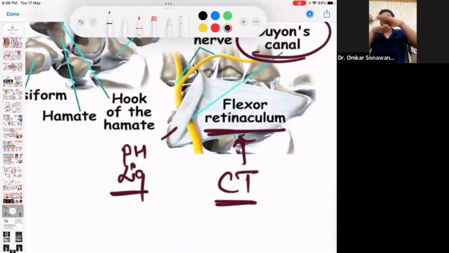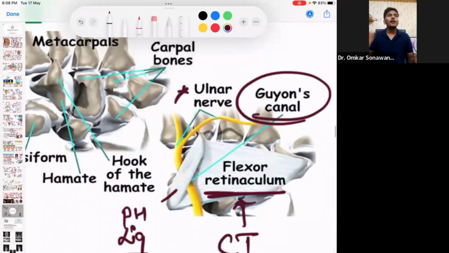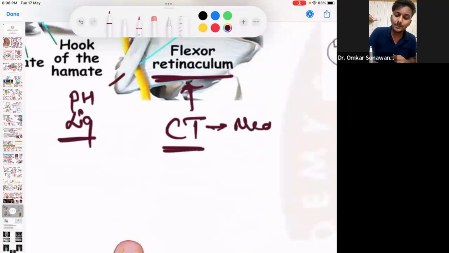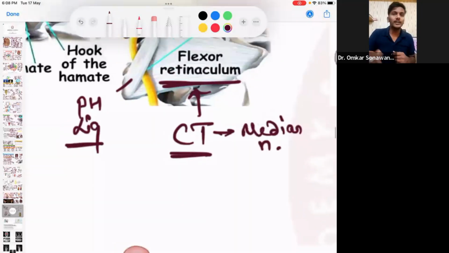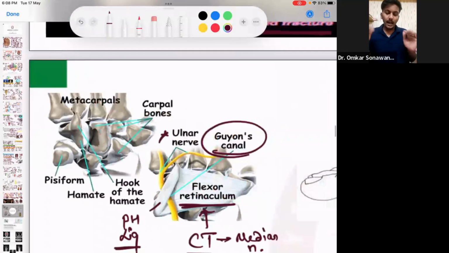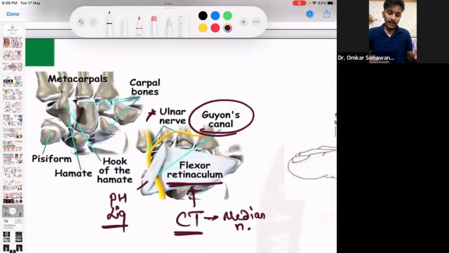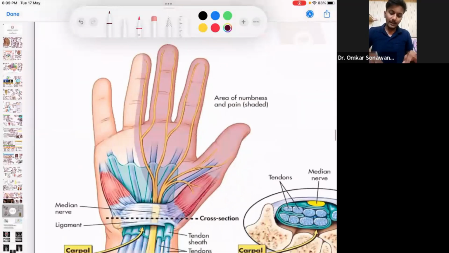In between is the space called Guyon's canal, also known as the ulnar canal. Which nerve passes via Guyon's canal? And which nerve passes via carpal tunnel? Median nerve. Important. ठीक है, याद रखना. No issues with this. Above the flexor retinaculum, ulnar nerve. Beneath the flexor retinaculum, median nerve. Okay. Important is this.